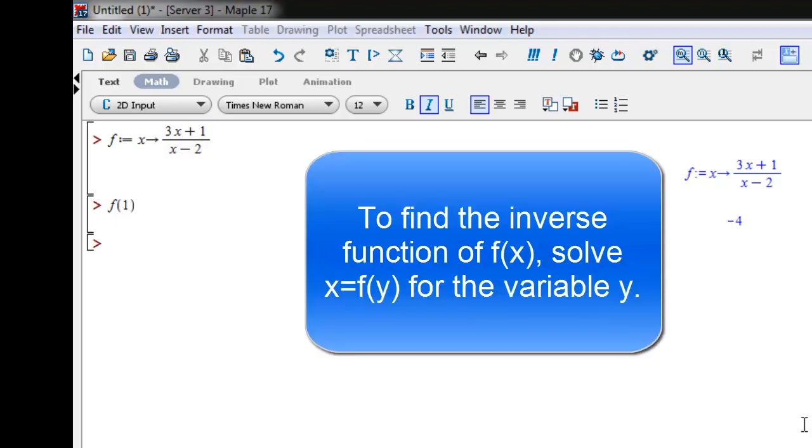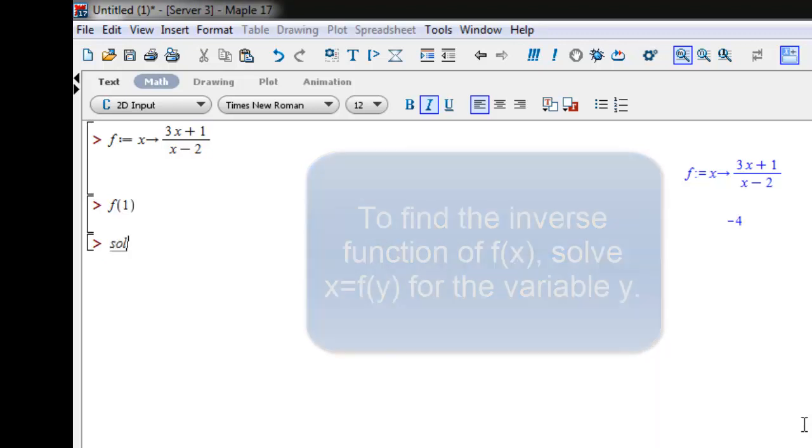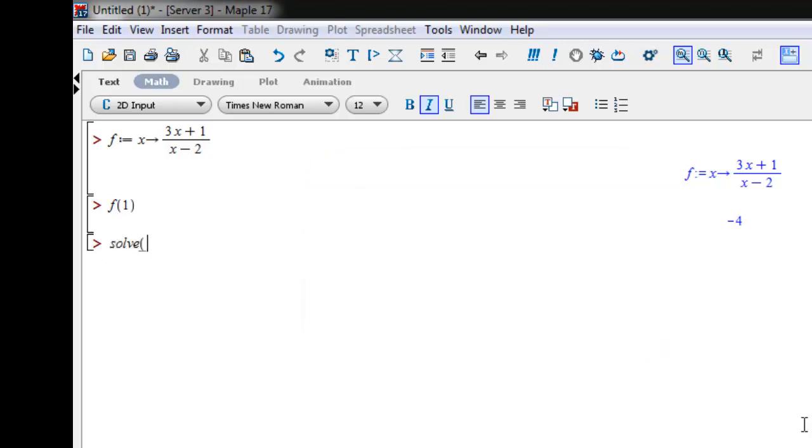So to find the inverse function of f, you swap out the variables, x and y, and solve for y. So the way you do that in Maple is you say solve x equals f of y, and we're going to solve it for y. So we get 2x plus 1 over x minus 3. We may want to give it a name, so make it a function.